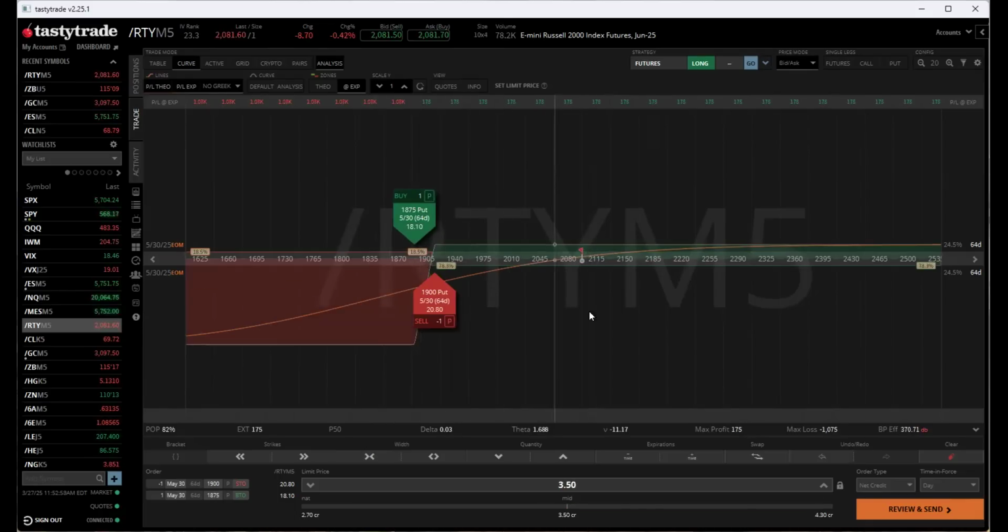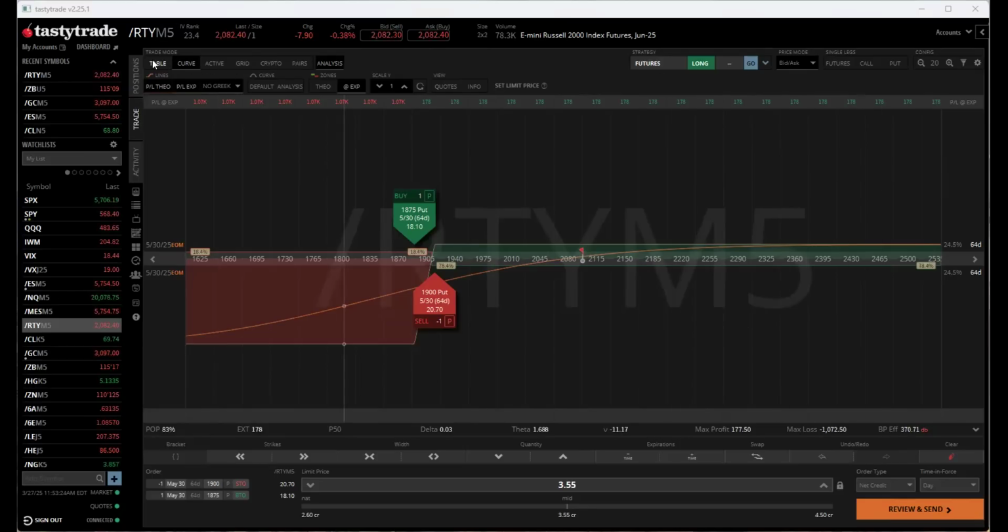Maybe something like this would be a little bit better of a trade. You get a little bit better risk reward on this, a 1 to 2 on the risk reward. So let's pop this thing out for everybody as well, too, if you want. Okay, so RTY put credit spread, I think is something interesting.